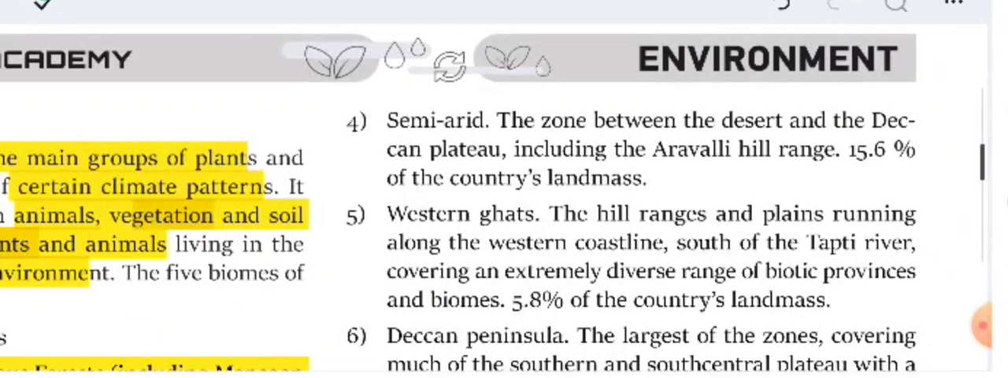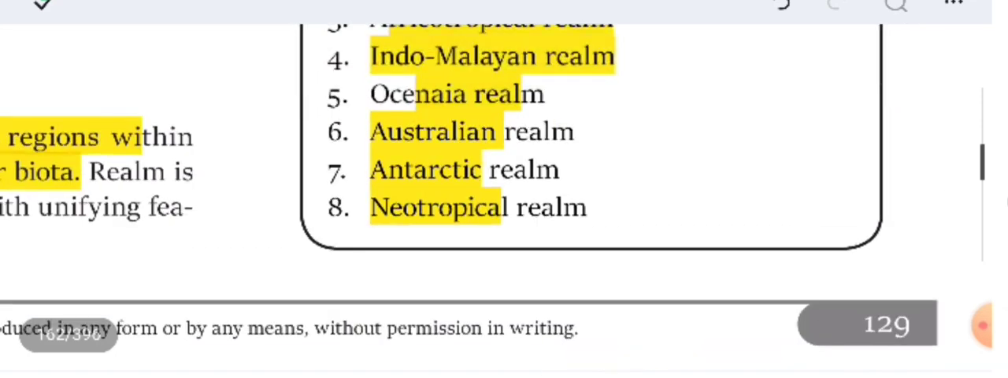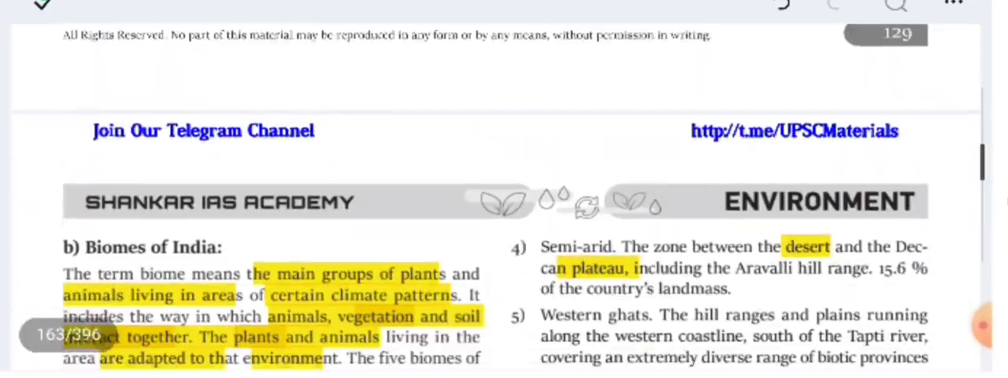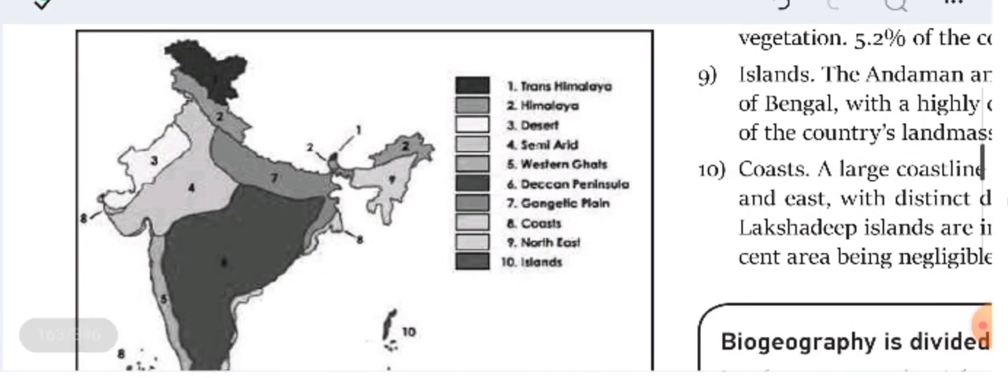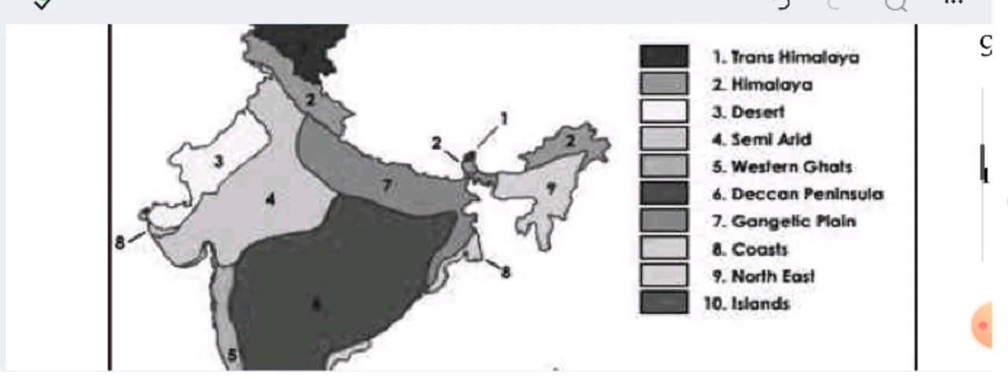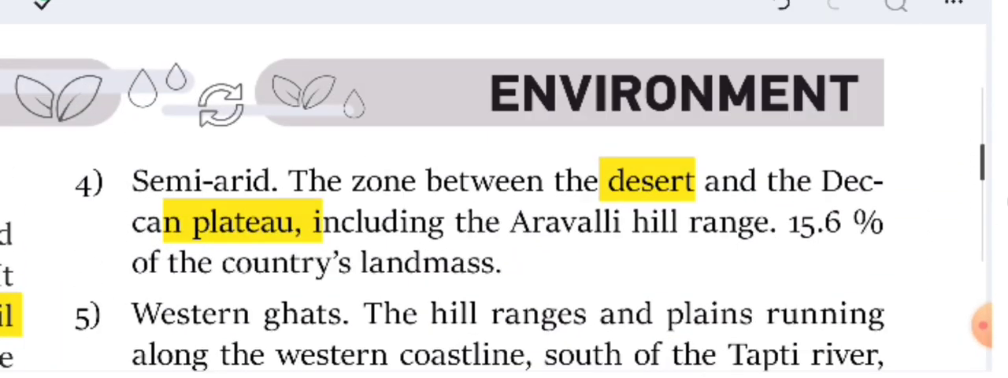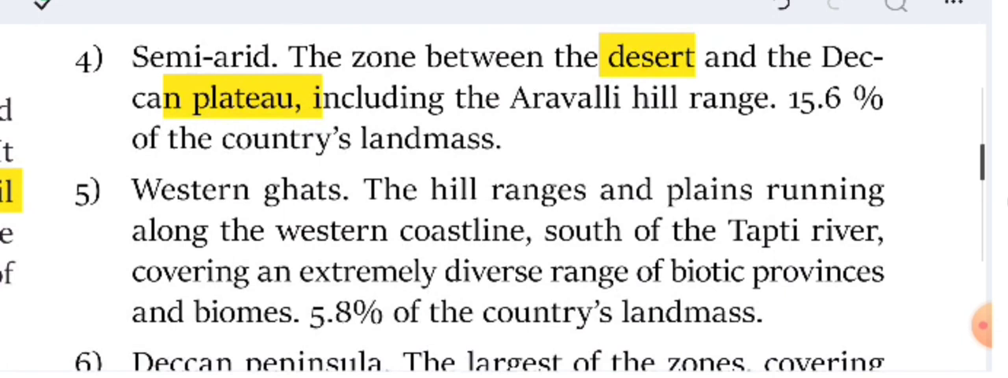Okay. Now semi arid. So the zone between the desert and the Deccan plateau, the zone in between, that is the semi arid zone. Okay, so here you can see desert number 3 and number 6, that is the Deccan plateau. The zone inside them, number 4, is the semi arid zone, right? So semi arid, the zone between the desert and Deccan plateau, including the Aravalli hill range, 15.6% of the country's landmass.